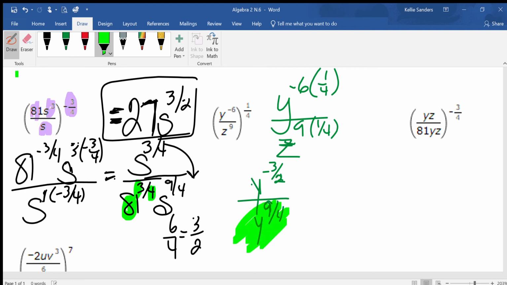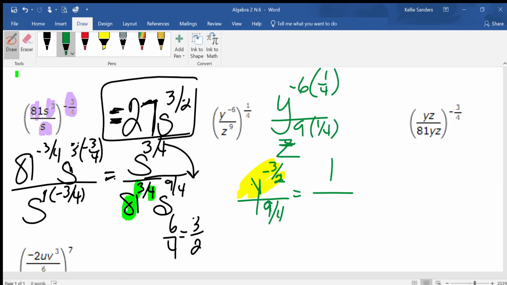This right here, the 9 over 4 is already positive. It will stay where it is. This right here, the 3 over 2 is negative. It will not stay where it is. It's going to go to the bottom. If it's going to go to the bottom, then nothing's going to be on top.